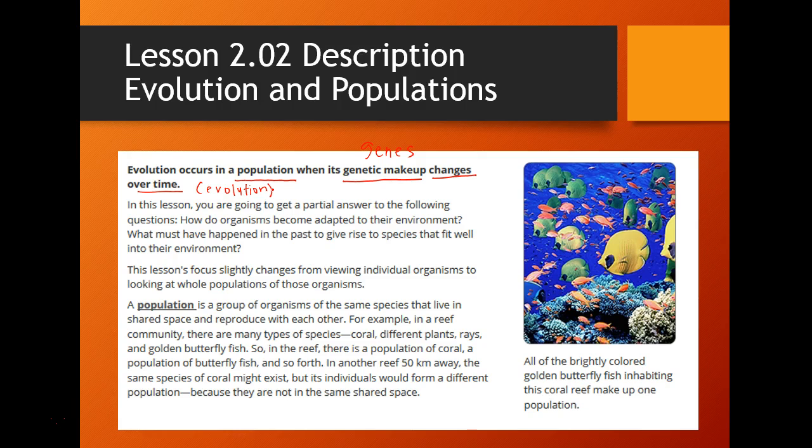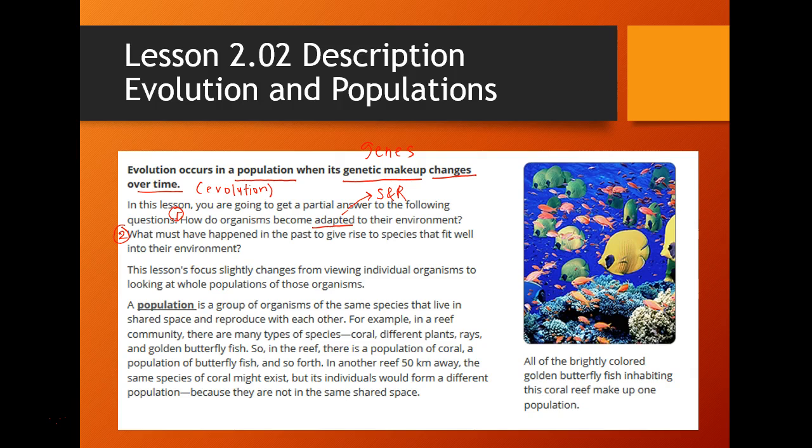So we're going to be looking at two questions. One of the questions is, how do organisms become adapted to their environment? Last lesson we talked about what adapted means, and adapted, remember, is a characteristic that helps an organism survive and reproduce, making them fit for their environment. The second question we're going to be looking at is, what must have happened in the past to give rise to species that fit well into their environment?